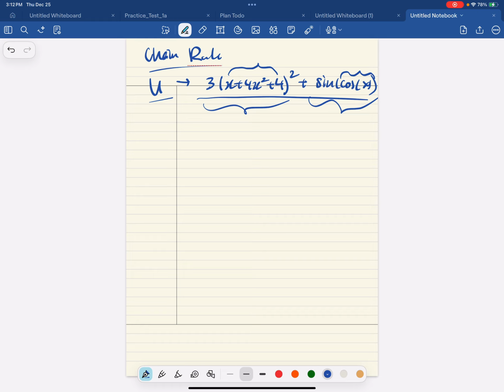In this case, we have a 3u to the 2. The u could be an x plus 4x to the 2 plus 4, instead of x. So then what do we do? Do we apply the power rule? Yes, we do. But then there's something in it. Do we just keep it like that? That's the difference we're going to do.